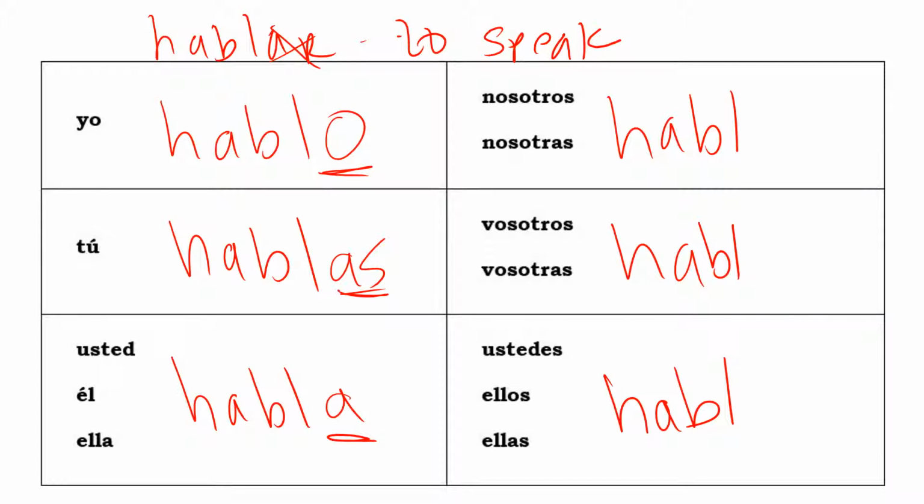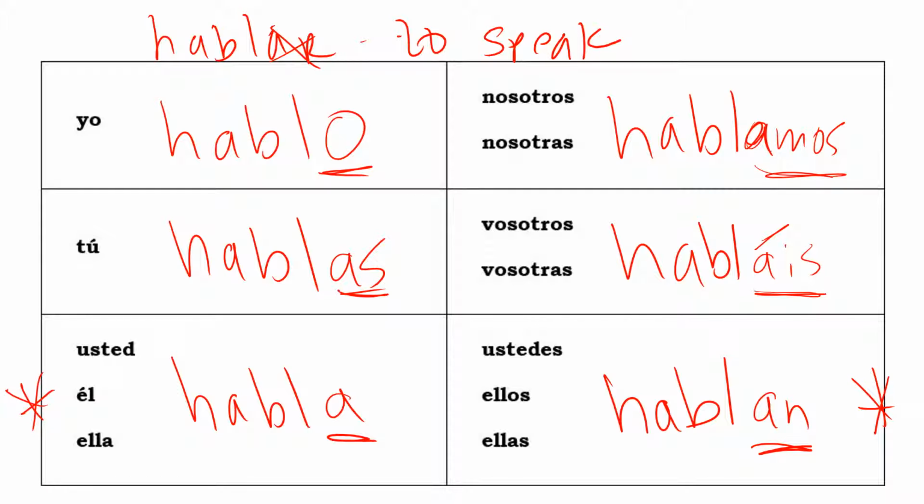The nosotros form, we're going to add amos. Nosotros hablamos. We speak. Vosotros, we will add áis. Vosotros habláis. You guys speak. Only in Spain. And finally, ustedes, ellos, and ellas hablan. You all or they speak. We add an to our stem habl. We have hablan. Now again, notice this bottom row has a lot of choices for what could be our subject, so we always need to make it clear.